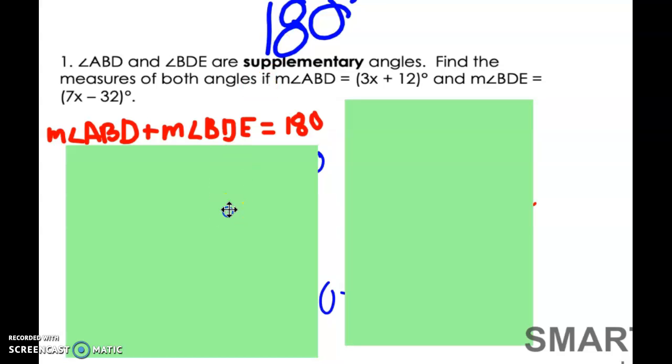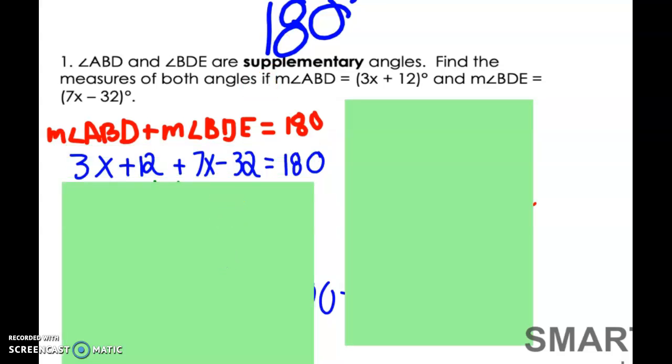Then from there, you can go through and you can substitute in the expressions that represent those angles. So in the problem, it tells us that the measure of angle ABD is 3x plus 12. So here, in for the measure of angle ABD, I substituted in that 3x plus 12. The problem also tells us that the measure of angle BDE is equal to 7x minus 32 degrees. So in your equation here, where you see the measure of angle BDE, you're going to substitute in that expression 7x minus 32. Now we have an equation that we're going to solve.